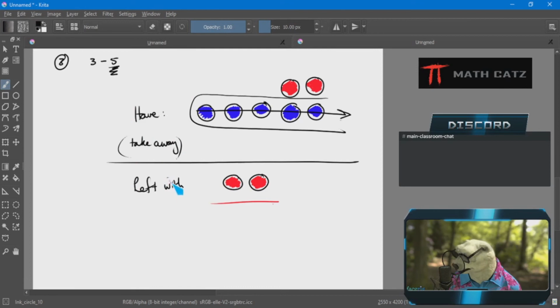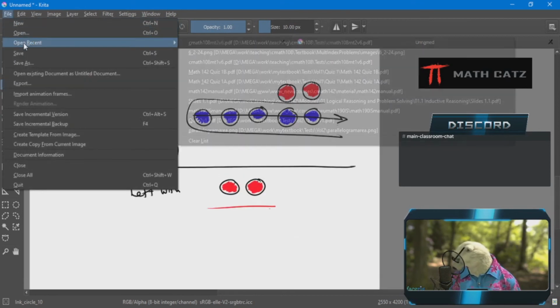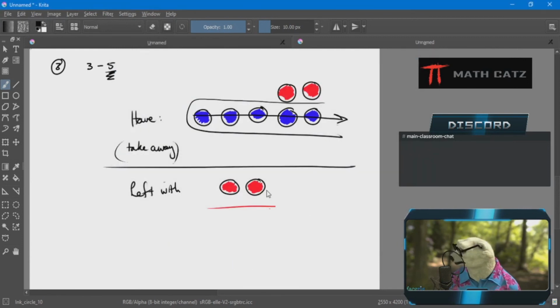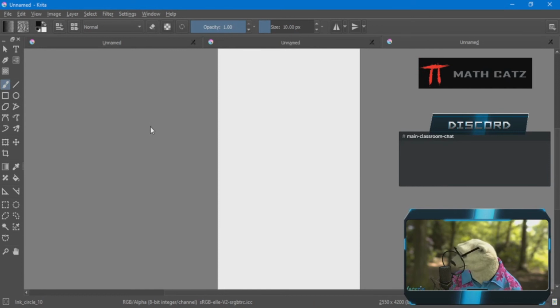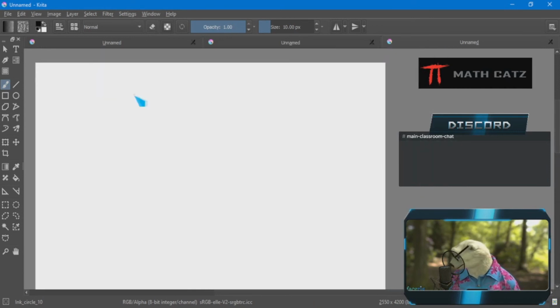Let's see what our next one is. And then we'll see if anything is maybe missing in the variety that we need to see. Okay, number 4.